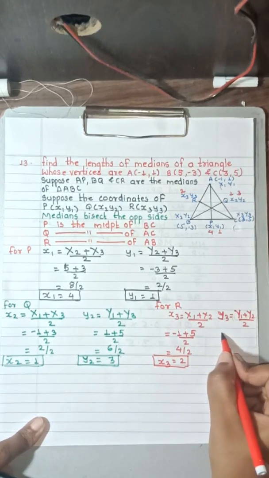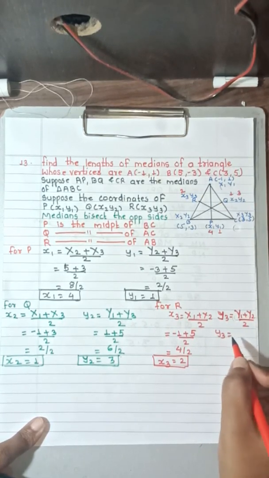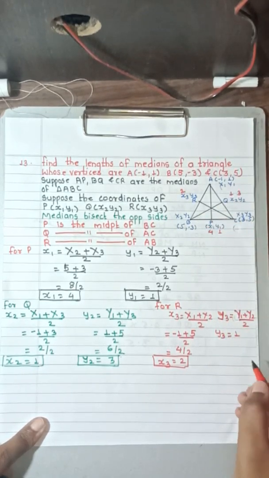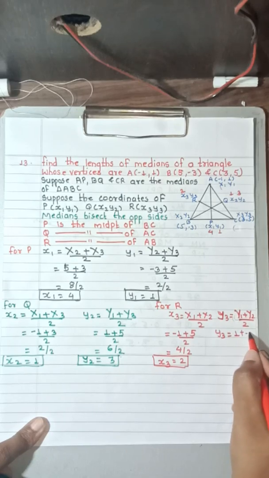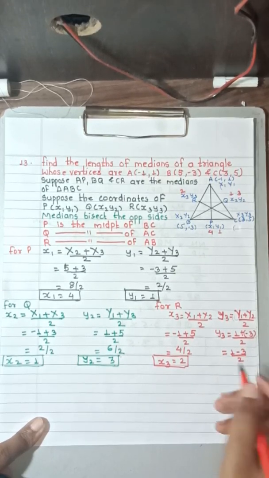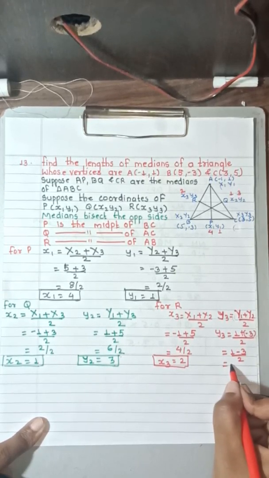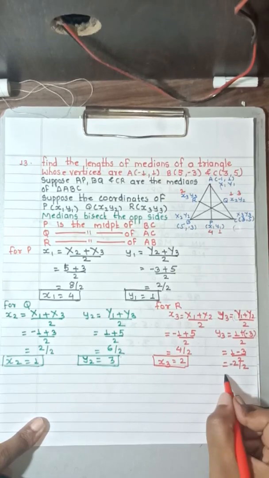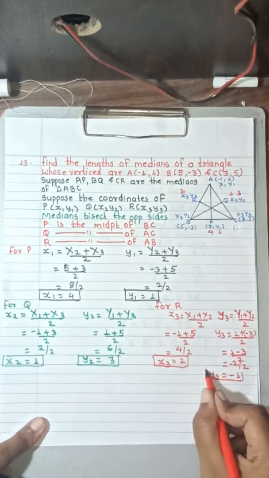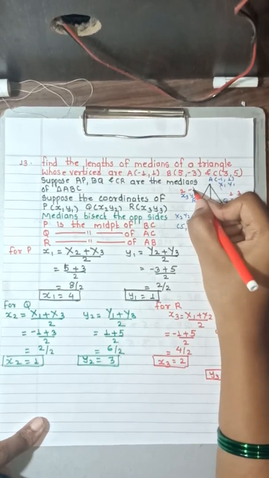Now for y3, Y1 is 1, Y2 is minus 3, so 1 minus 3 upon 2, that will be equal to minus 2 upon 2, and that will be equal to minus 1. So y3 is minus 1.